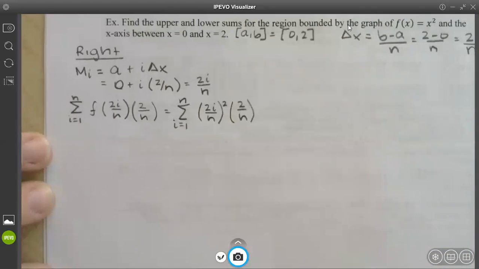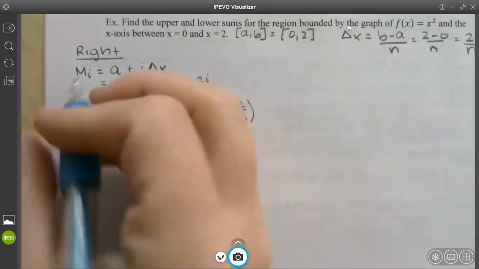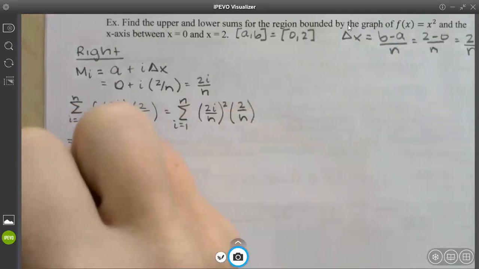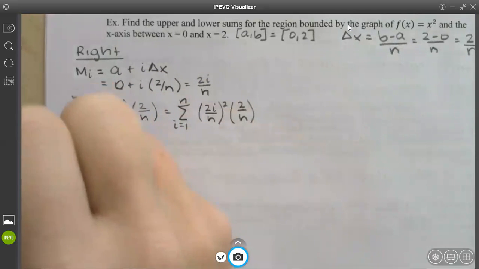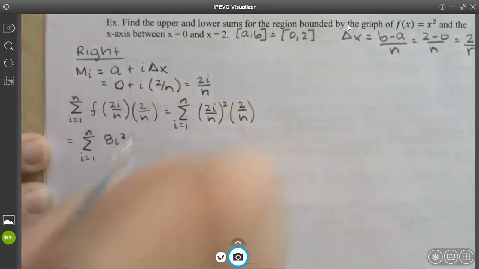When I multiply this out, what do I get? What about this one? Just start with this. What do I get on the top? 4i squared, and then times 2 is? Everybody okay with 8i squared? What will I get on the bottom?